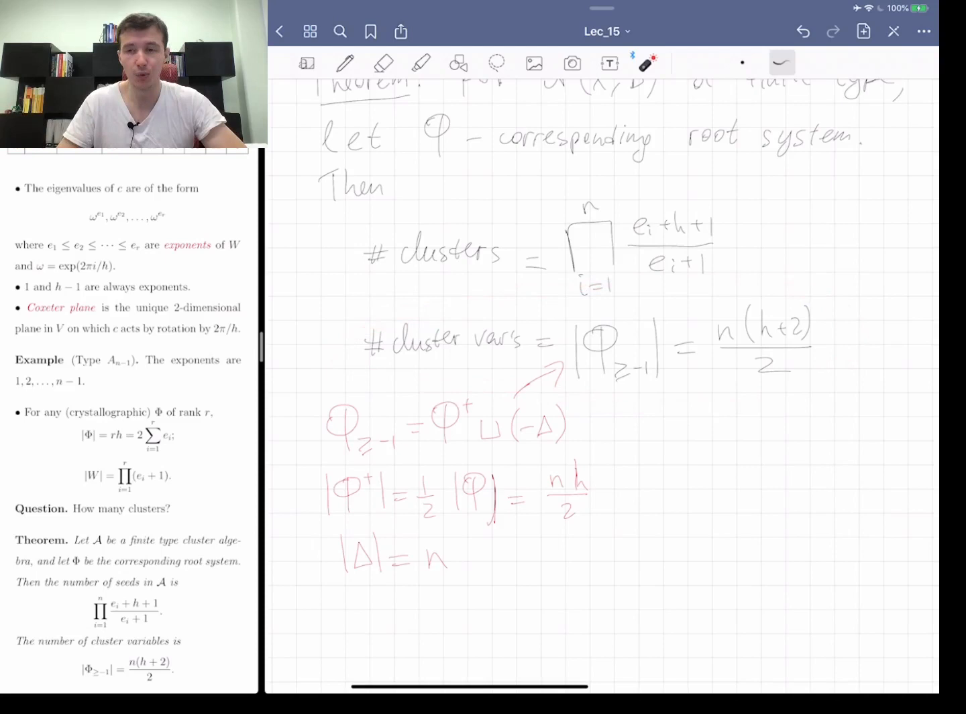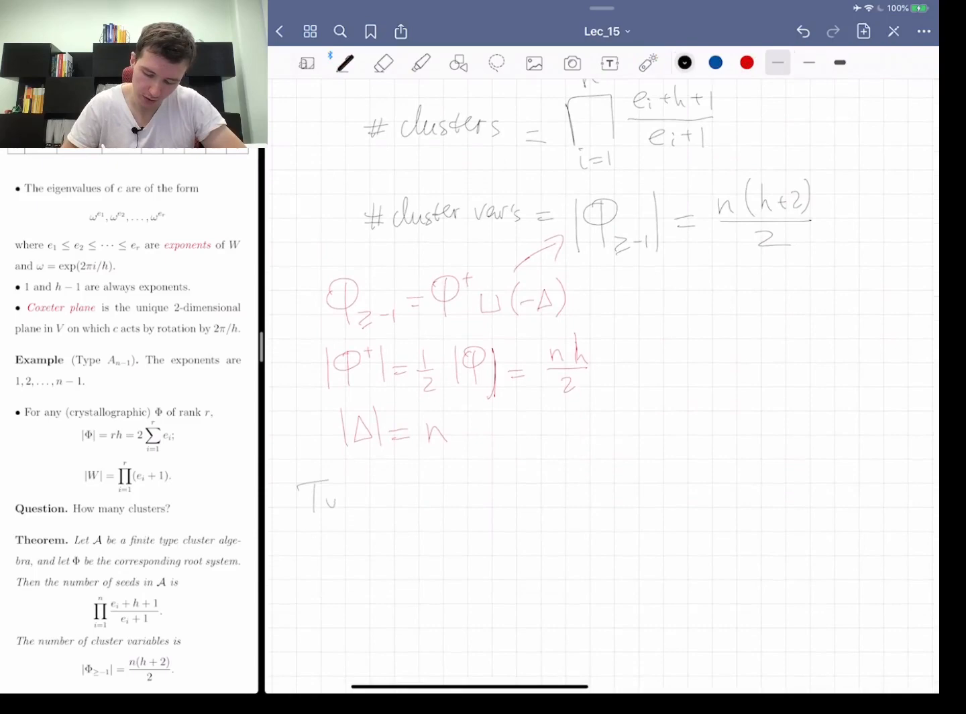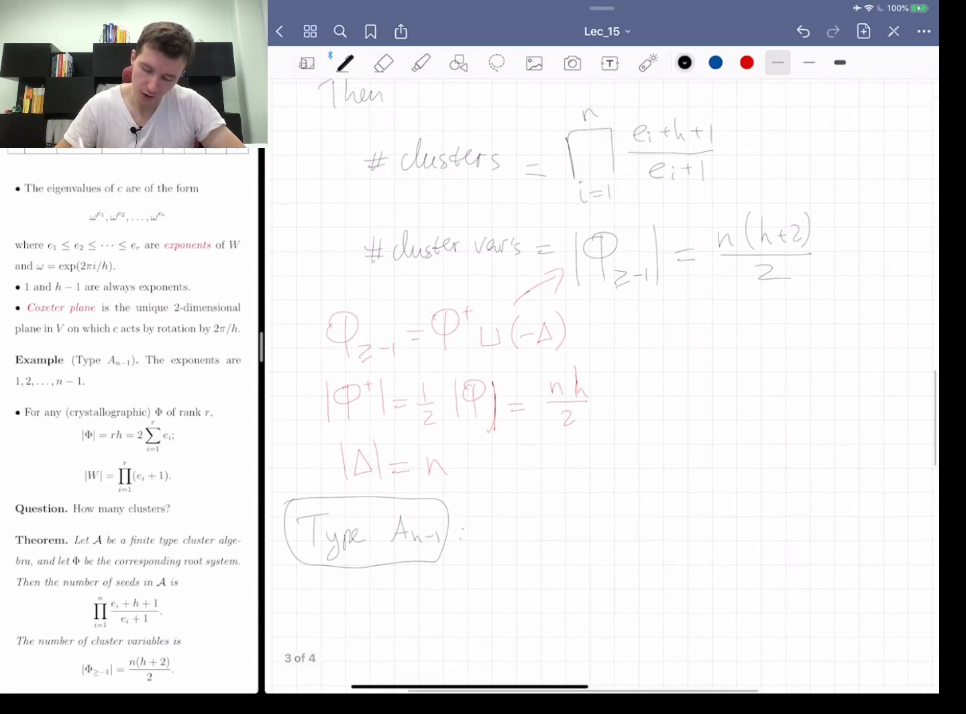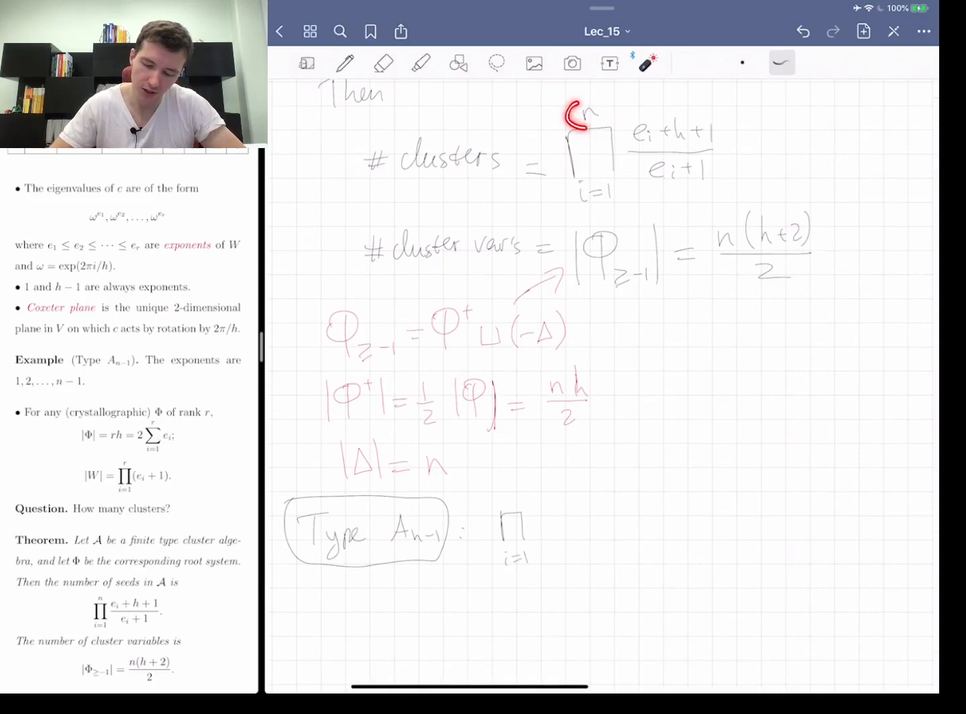But the first part is new, and it's pretty interesting, right? Because it gives you, well, okay, first of all, for type A_{n-1}, what is this formula? The product over i from 1 up to, well, here I have a clash of notation. This is supposed to be the rank of your root system, i from 1 to n minus 1. Okay, and the exponents are 1, 2, 3, up to n minus 1. So I get basically e_i is equal to i.